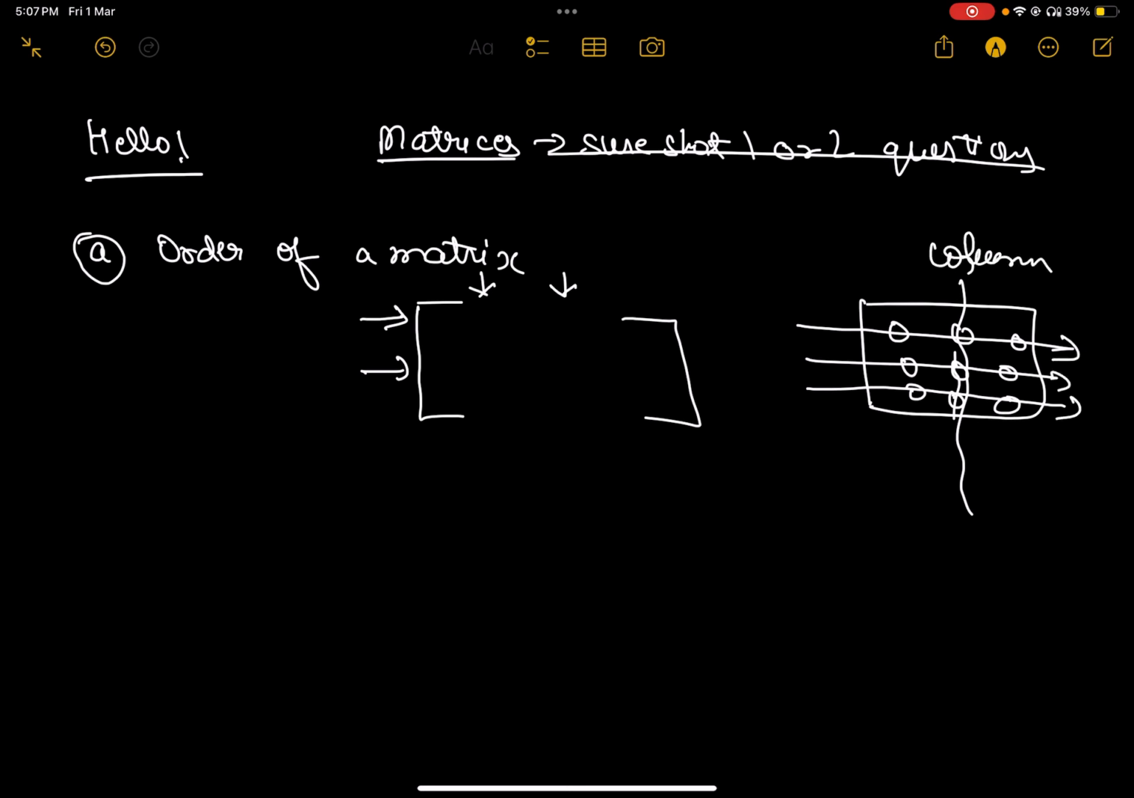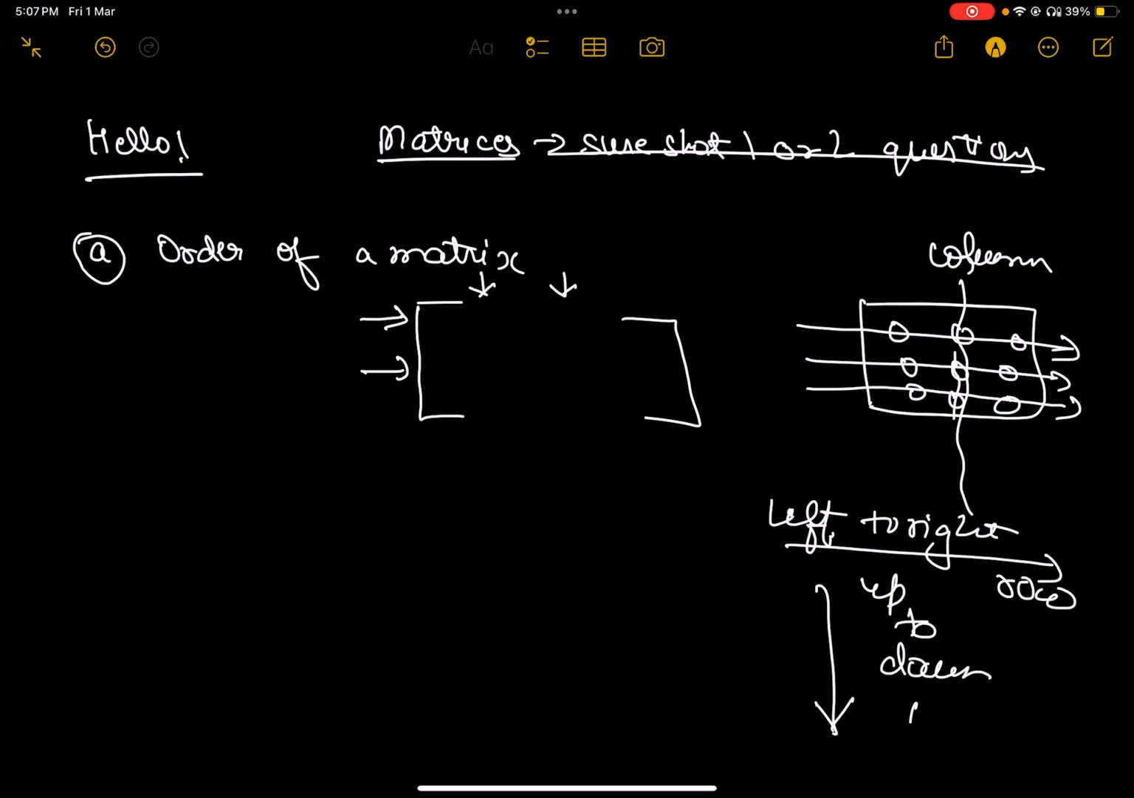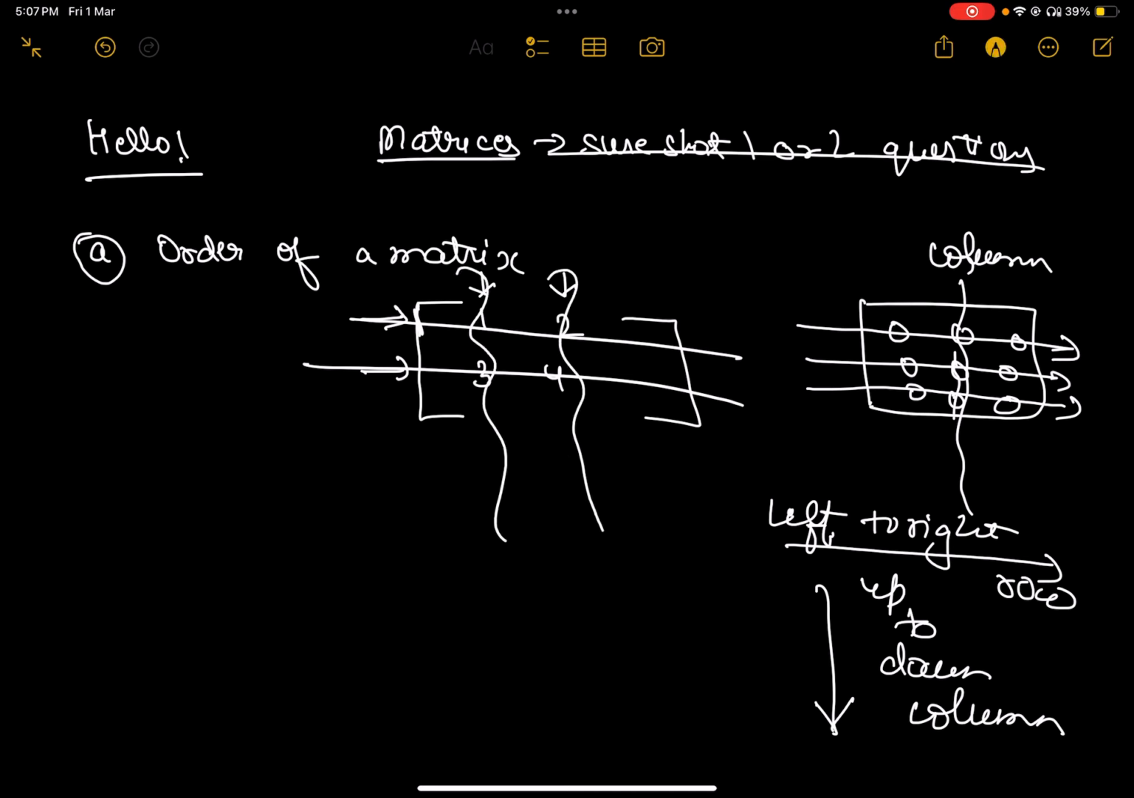This is a row. Horizontal line running from left to right. And please guys focus on this is row. Vertical line running from up to down is a column. So 1, 2, 3, 4. This matrix has two rows and two columns. So this is a matrix of order 2 cross 2.